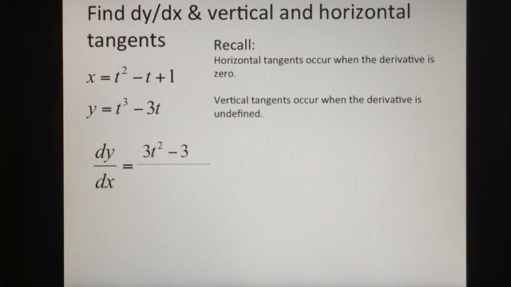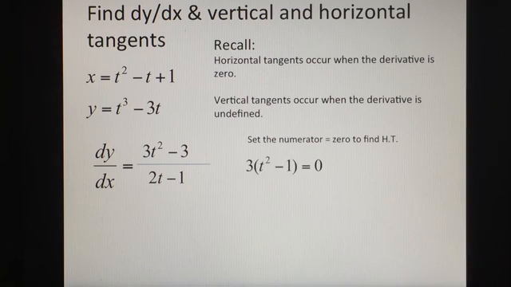Again, on the top we've got 3t squared minus 3. On the bottom we've got 2t minus 1. So in order to find that horizontal tangent, we're going to set the derivative equal to 0. So take that numerator, 3t squared minus 3, set that equal to 0, solve for t. We get t equals plus or minus 1.